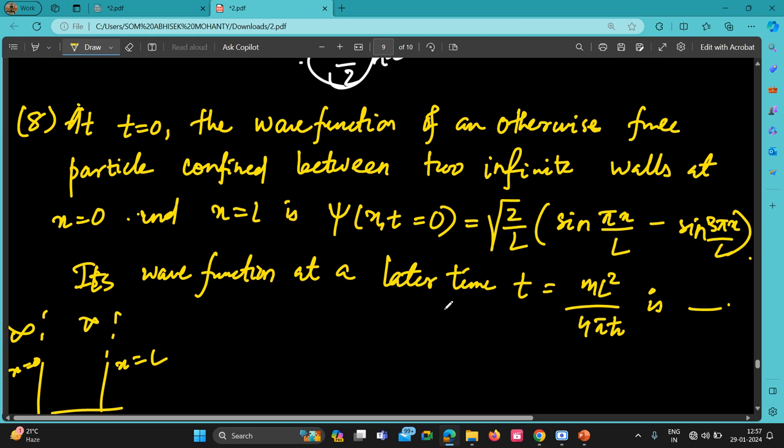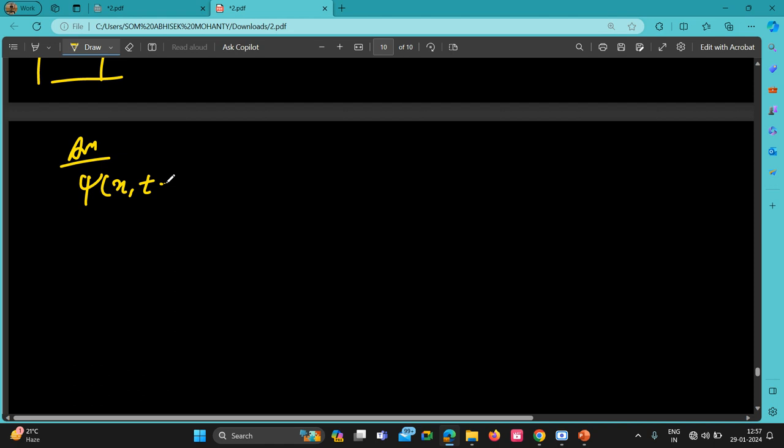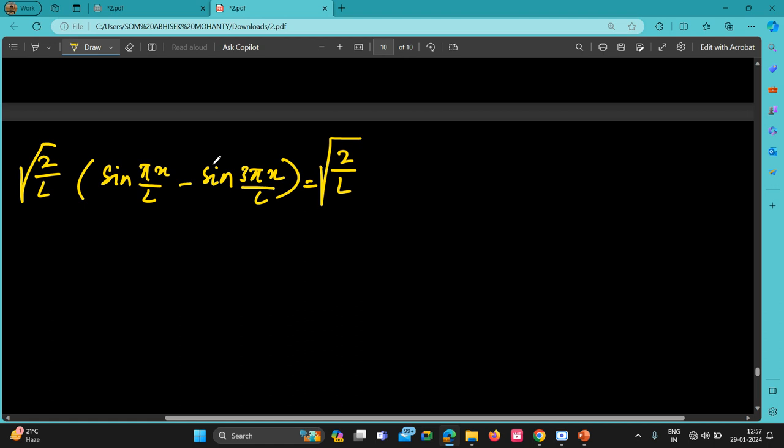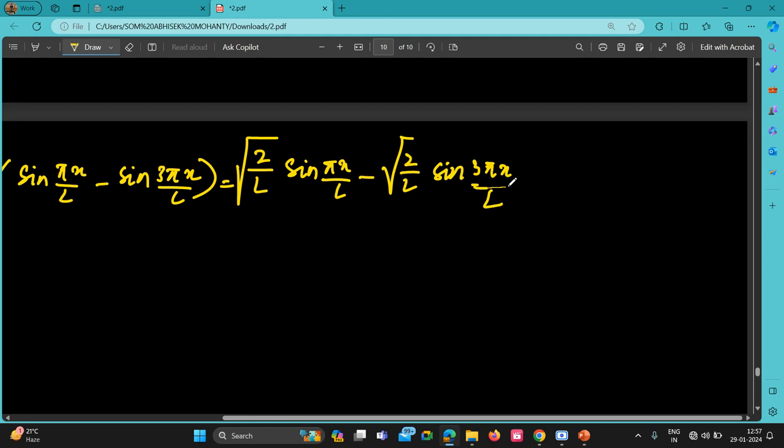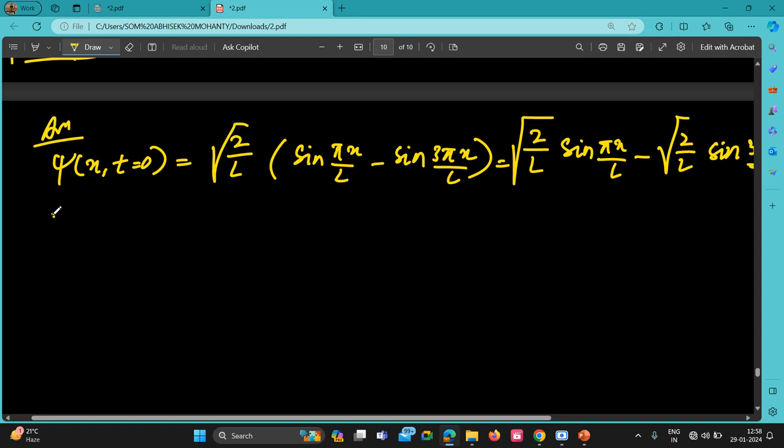Okay, whenever this type of question is given, just write first of all psi(x, t), where x is there, t is 0. So what is the given function here? Root over 2 by L sine pi x by L minus sine 3 pi x by L. Alright. So I can write this as root over 2 by L sine pi x by L minus root over 2 by L sine 3 pi x by L. Yeah. So root over 2 by L sine pi x by L, I can write it as phi 1, minus, this is your phi 3, isn't it? Wave functions phi 1, phi 3. So this is at t is equal to 0. So I can write this as psi(x, t=0) is phi 1 minus phi 3. Yeah. Otherwise, I can write like this also, no problem.